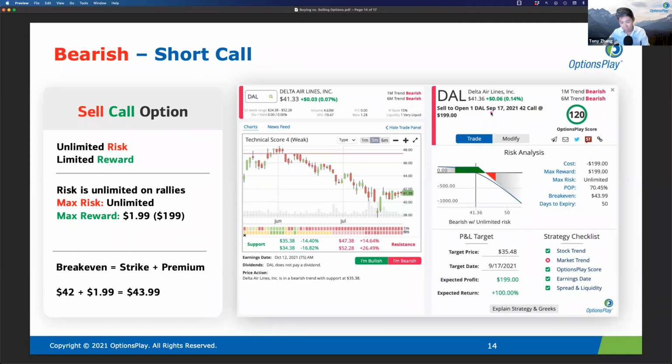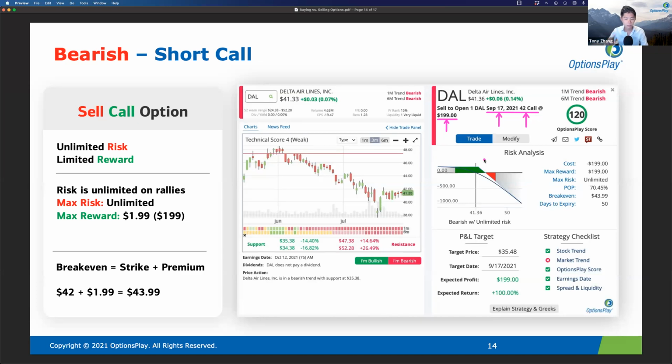So here I'm going to sell a September $42 call option. And just like previously, for $1.99, or $199 a contract. Remember, as the seller of an option, I have the obligation to do what the buyer of that option has the right to do. So the buyer of a call has the right to buy, which means that as a call seller, I have the obligation to sell. So when I sell a call option, I have the obligation to sell the stock at 42 sometime on or before September 17th. And I got paid $199 to take on that obligation.